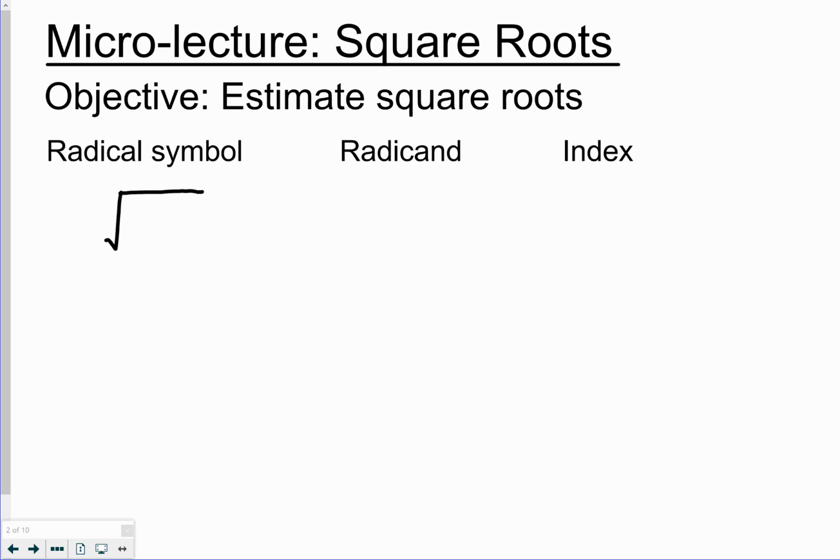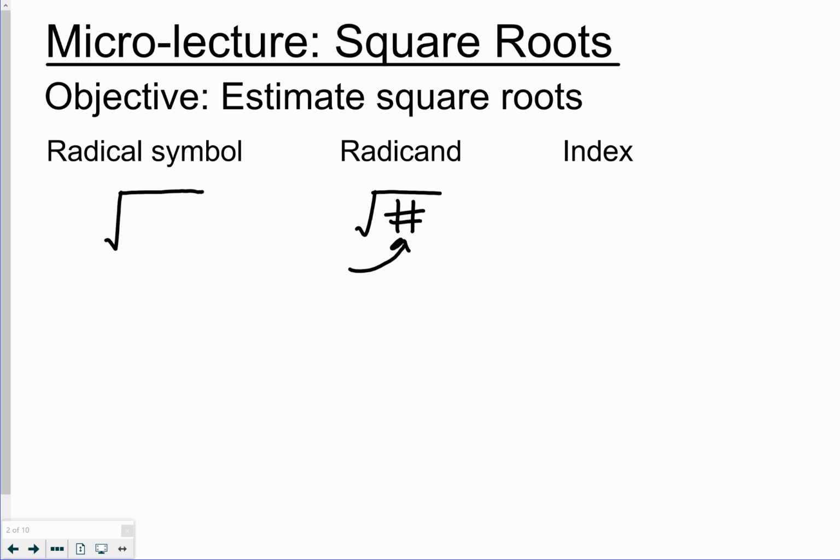Does anyone know what the radicand is? Any ideas about the radicand? No ideas? Radicand is the number or term that's inside the radical. So the radicand is what's inside or underneath the radical. That's the radicand. All right.